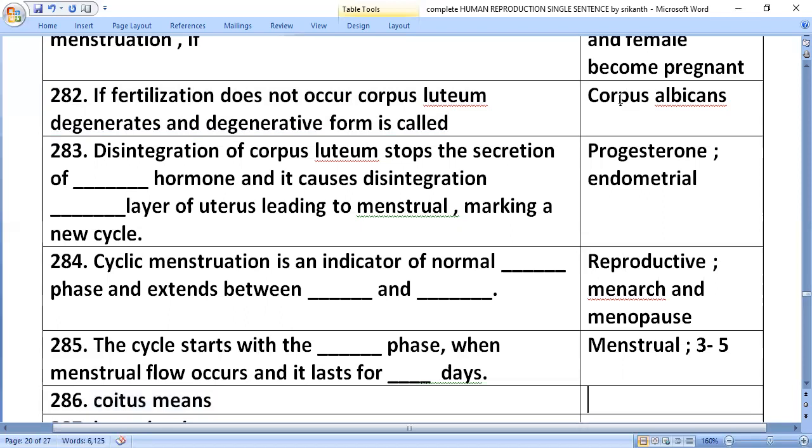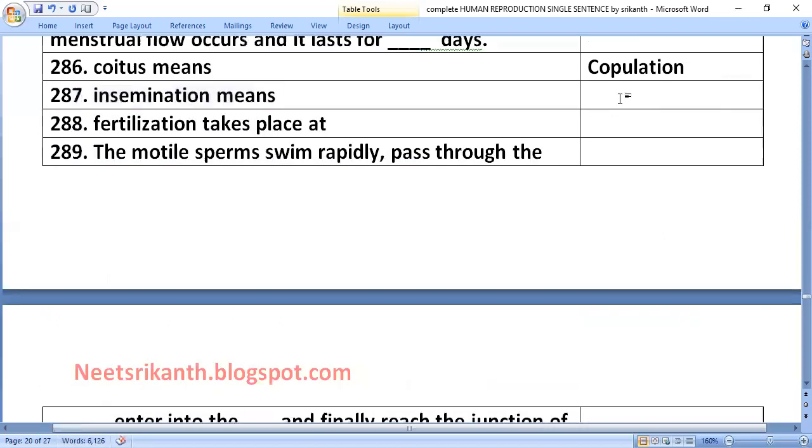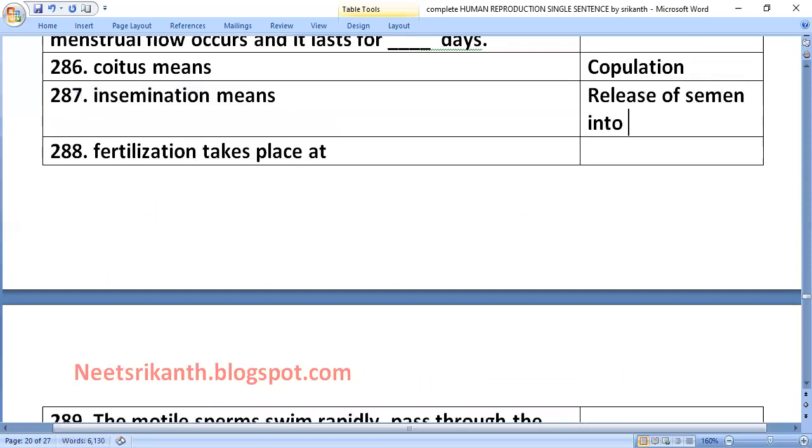Coitus means copulation. Insemination means release of semen into the vagina during the process of copulation, called insemination. Release of semen into the vaginal cavity. Fertilization takes place at the ampullary-isthmic junction.